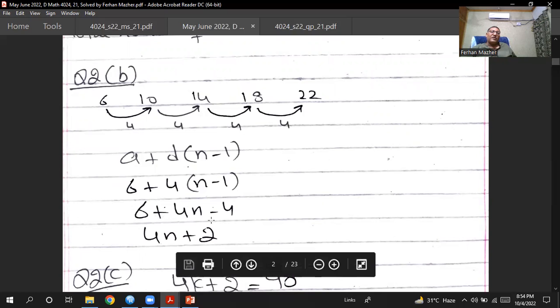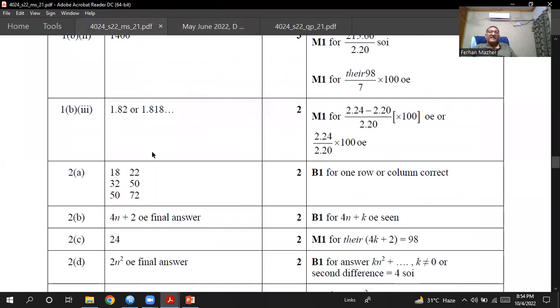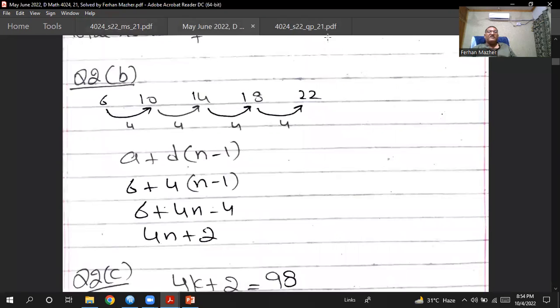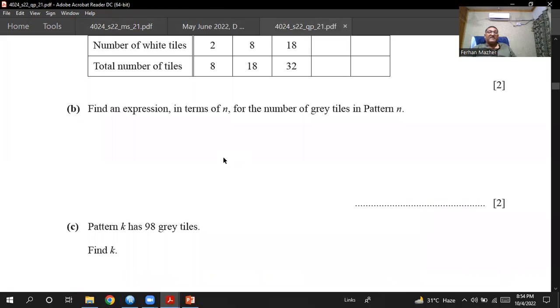It will be 6 plus 4n minus 4, and it will be 4n plus 2. So the nth term of the pattern of the gray tiles will be 4n plus 2. So our answer is right.